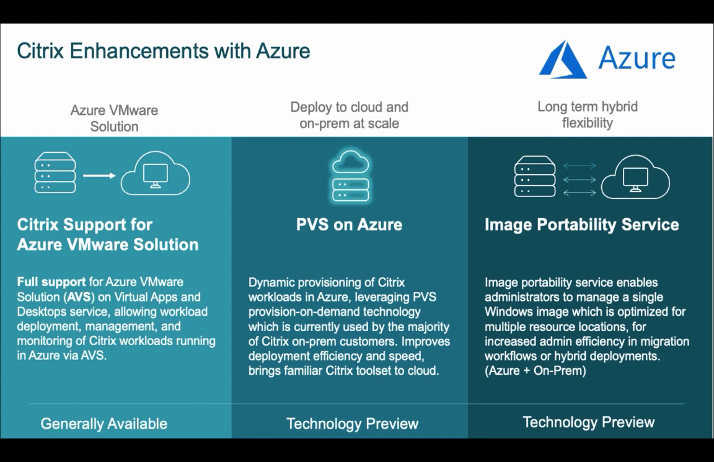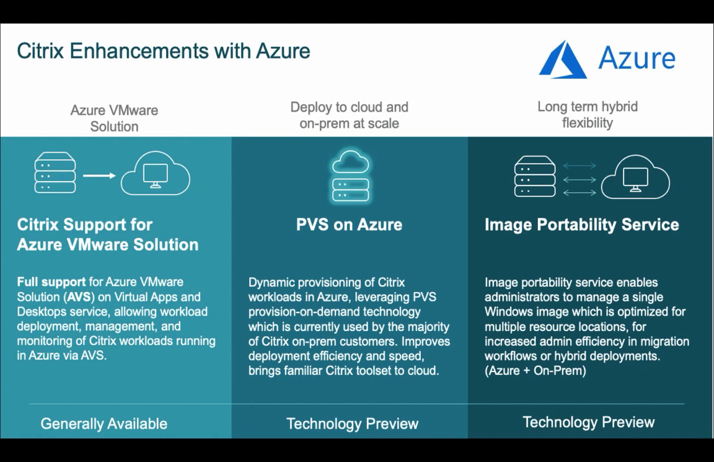The second piece, which we're very excited about, is the announcement you may have heard recently about PVS on Azure. We've extended Citrix provisioning services to Azure, and that's going to help customers transition all their desktops and apps to the cloud at scale. Leveraging Citrix provisioning services enables faster scalability by reducing the time it takes to clone and deploy large volumes of desktops, and improves deployment efficiency, which can also reduce cloud consumption costs. This is something that our on-prem customers have enjoyed for a long time. We're now bringing it to the cloud, and it's now available as a technology preview.